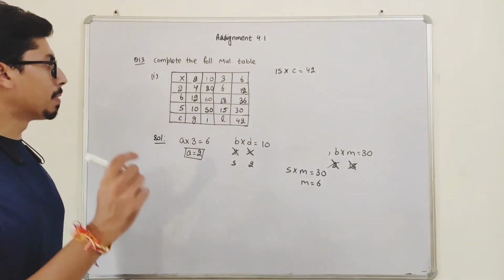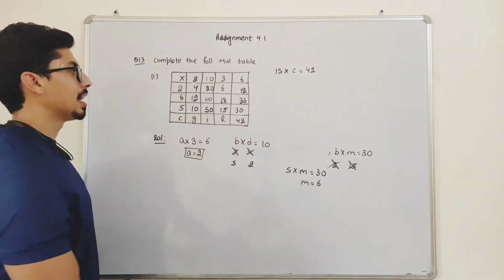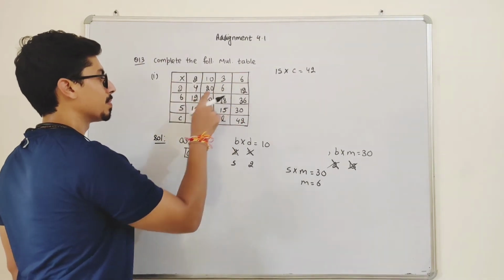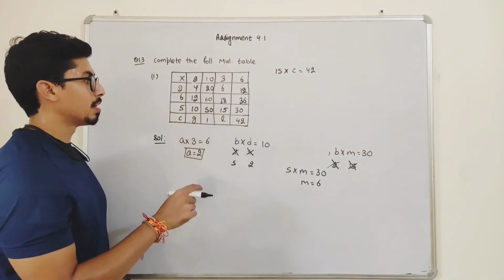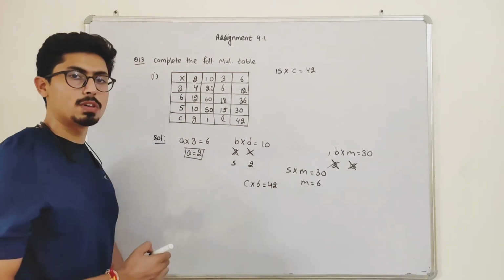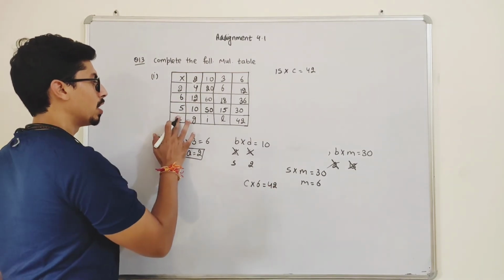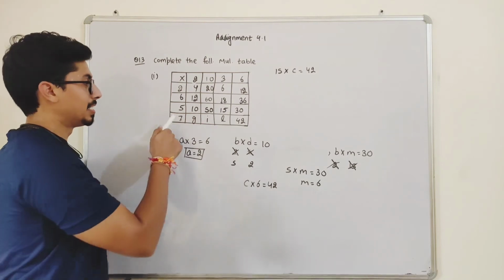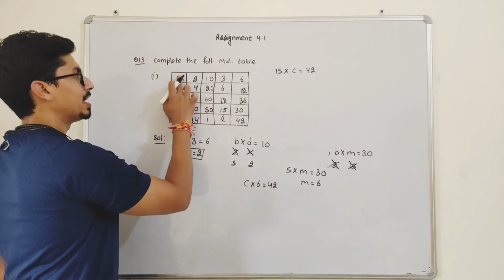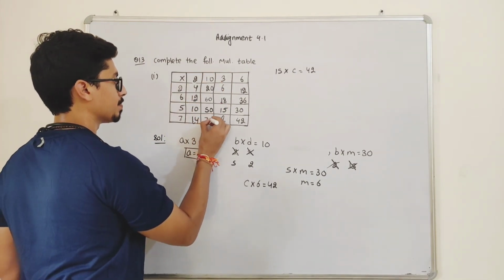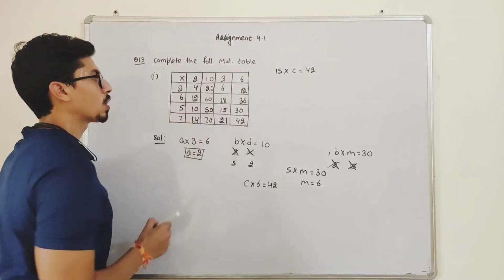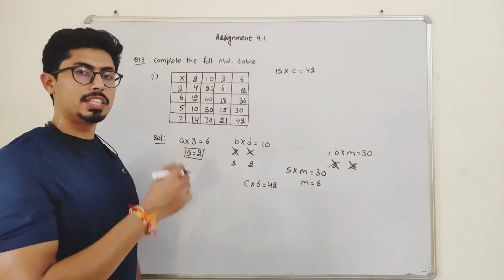Okay. Now the only numbers left are G, I and L. Now students, C into 6 is 42. Therefore C is equal to 7, because 7 sixes are 42. So this is 7 now. And 7 into 2 is 14. So this will be 14. 7 into 10 will be 70. 7 into 3 is 21. Okay. So students, this is our required answer.